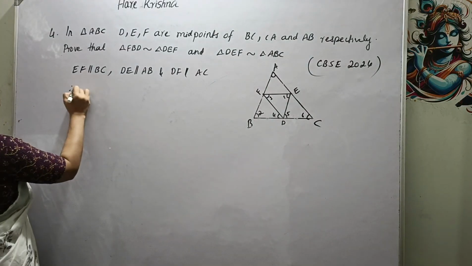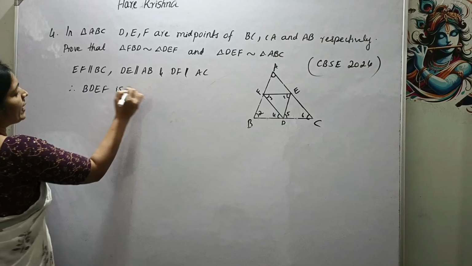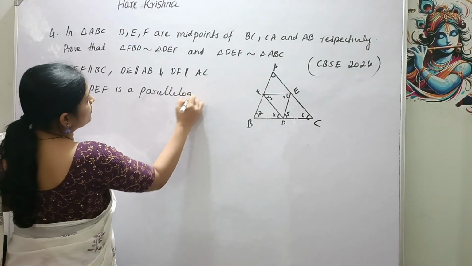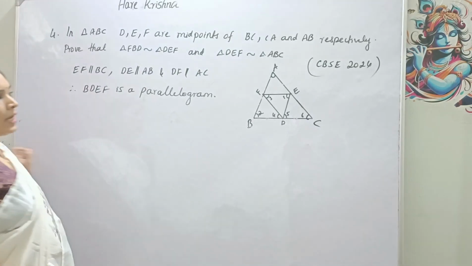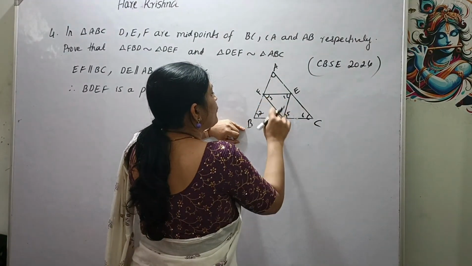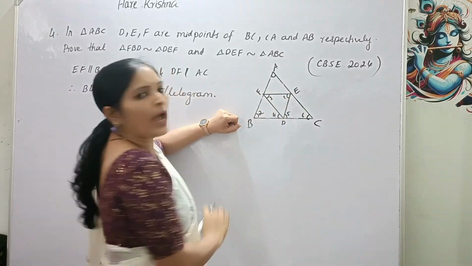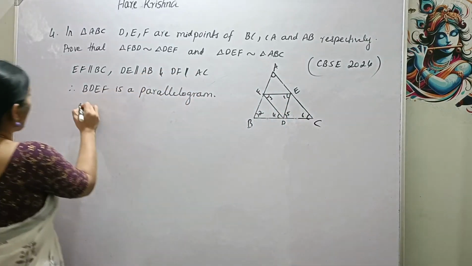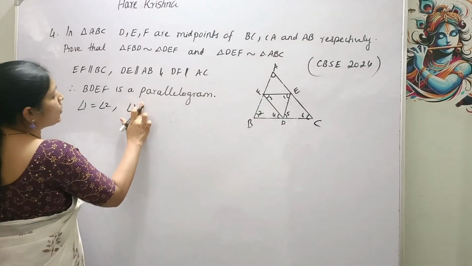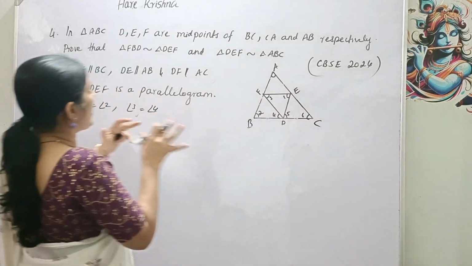Okay. Therefore, BDEF is a parallelogram. Here, see, we named these angles 1, 2, 3, 4. Since it is a parallelogram, angle 1 is equal to angle 2. Angle 3 is equal to angle 4. Okay. Now, what we have to prove here?